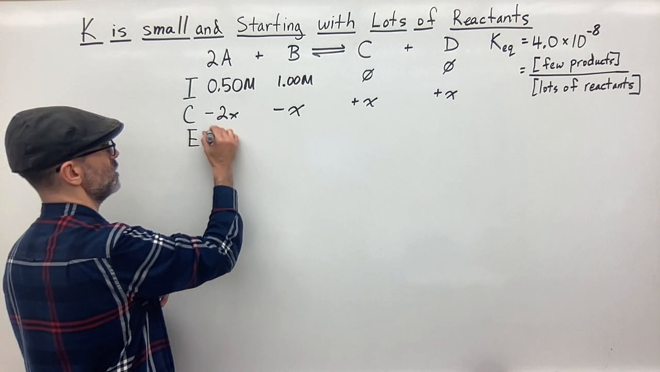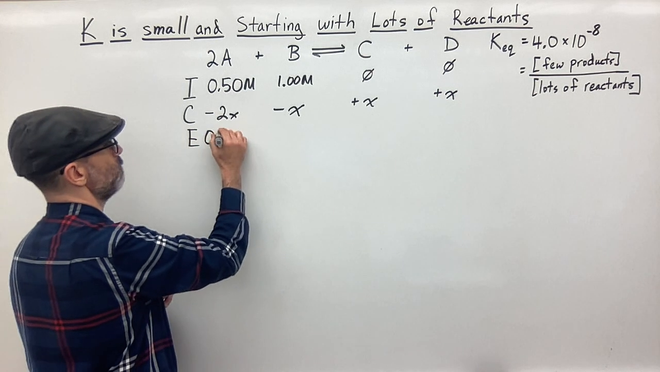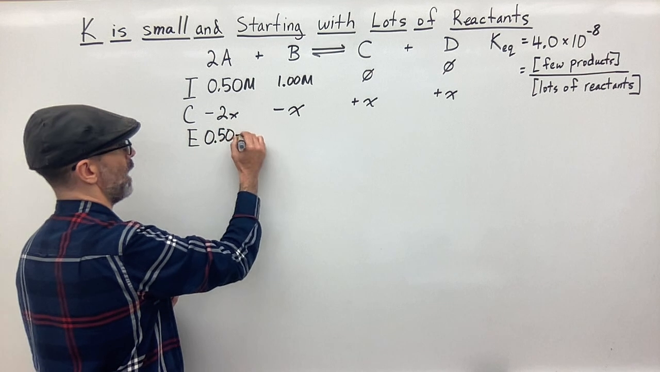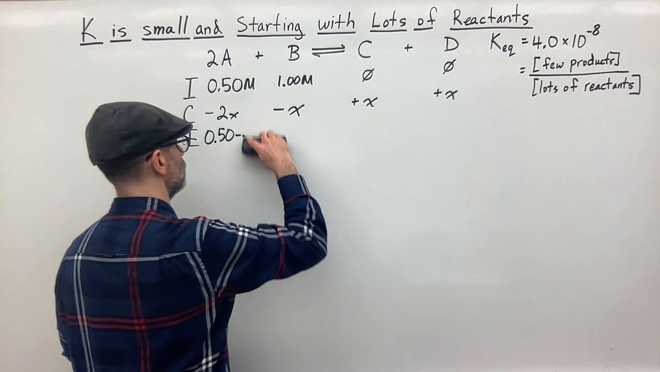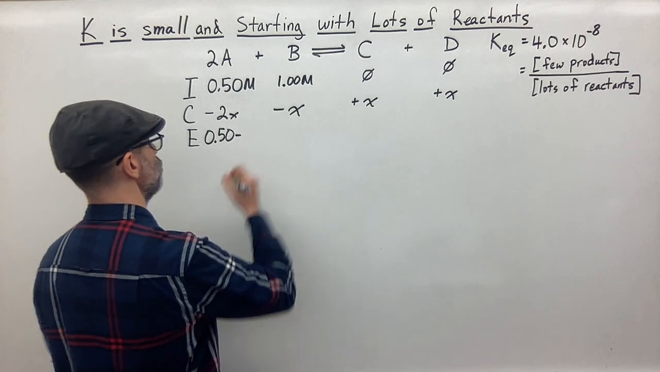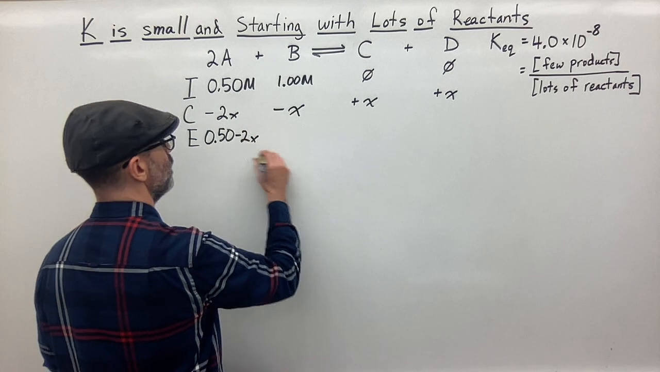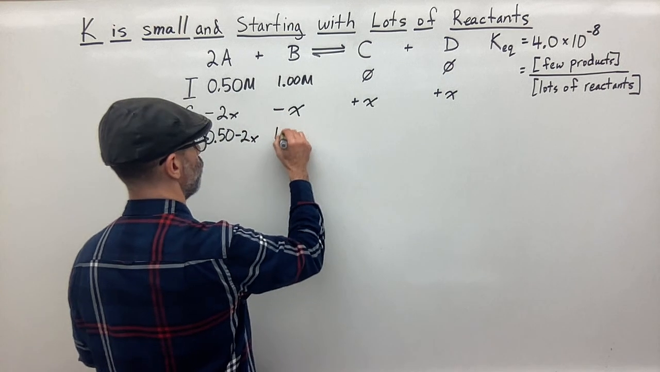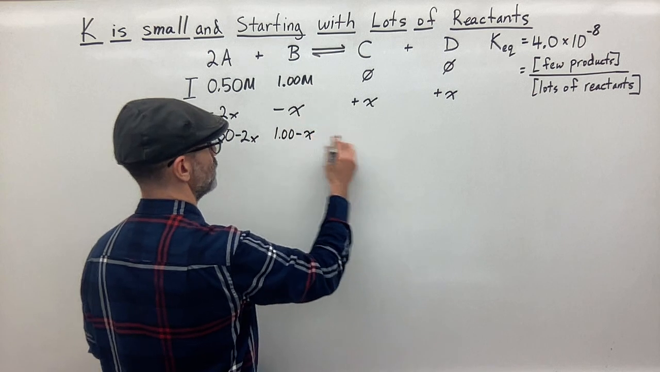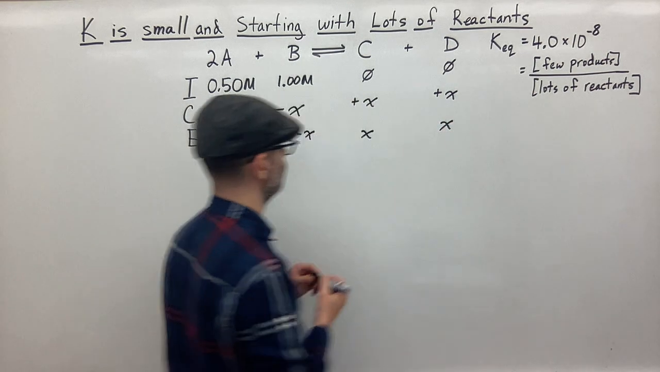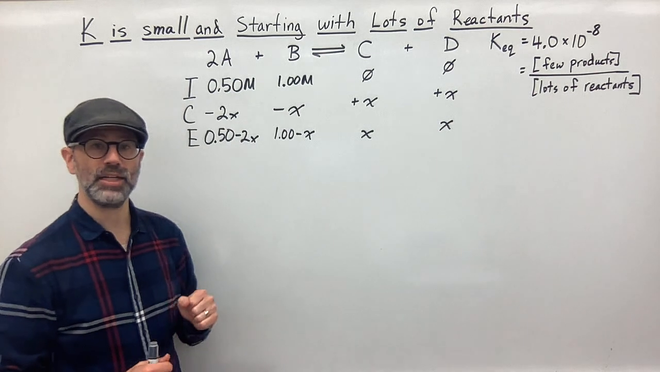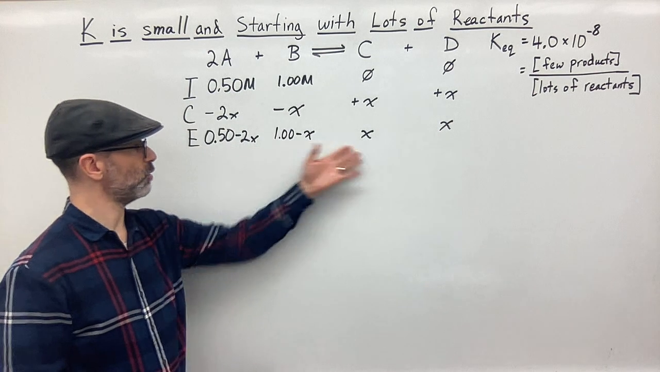So this is going to be 0.50 minus 2x. Oops, I almost wrote x. So that's going to be 2x. And then here I'm going to have my 1.00 minus x. And this is just going to be x. And this is going to be x. So now I have my equilibrium amounts in my ICE table here.